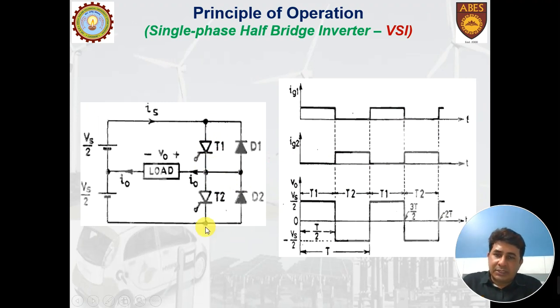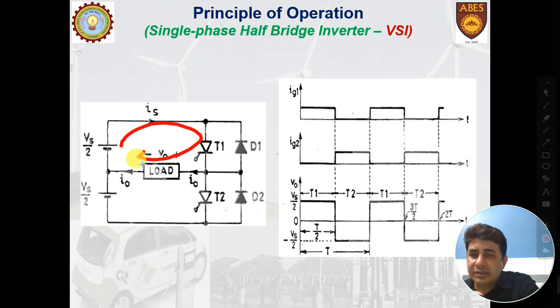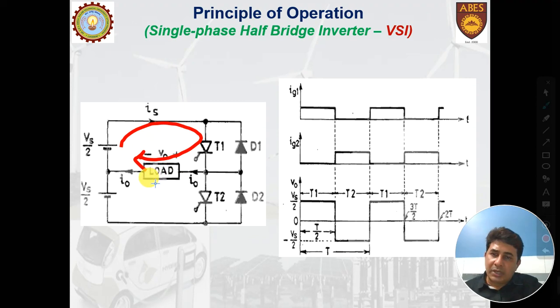Now, this half bridge inverter, which I have considered here for the understanding, it uses two thyristors T1 and T2. At the supply side, you will find two batteries are connected. Now, we wish to get an AC supply at the load. If we fire this thyristor T1 at this instant, then this battery will be connected to load and the current will flow in this direction.